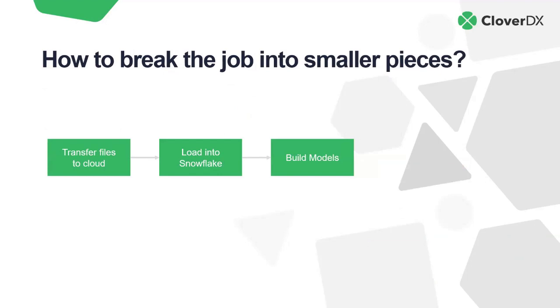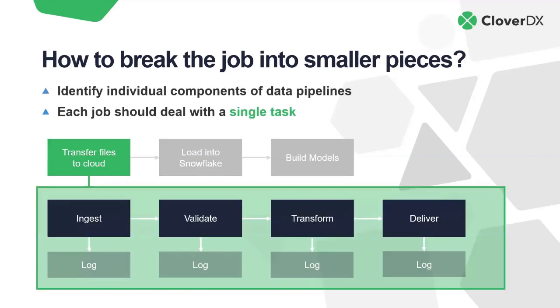So how do we go about breaking jobs down into smaller pieces? Well, we're going to take a look at our entire overall workflow and try to break it down into further pieces, right? So in this particular example below, you can see that we're going to transfer some files into the cloud, load into Snowflake, and then build some models on top of that. Now, this is a very large set of 3 processes, each of which can be broken down further into smaller logical pieces. So for example, if we take a look at transfer to the cloud, that itself can be broken down into a variety of different tasks.